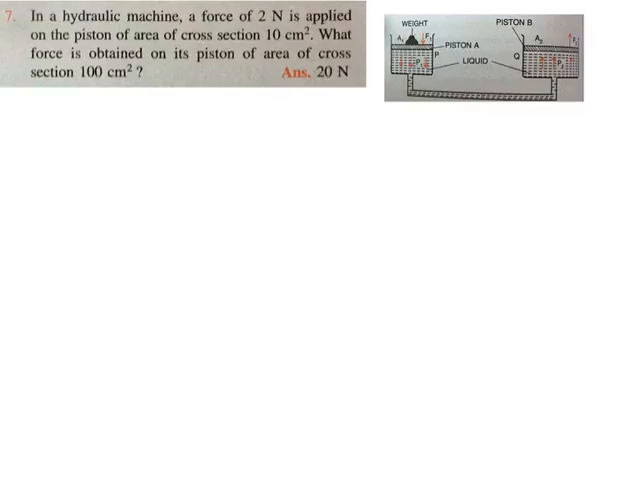As you know, we were doing problems on pressure in fluids from the ICSE Physics Class 9 book. So today's problem is: in a hydraulic machine, a force of 2 Newton is applied on the piston of area of cross section 10 centimeter square. What force is obtained on its piston of area of cross section 100 centimeter square? So we can see in the figure, I will draw another figure for you.